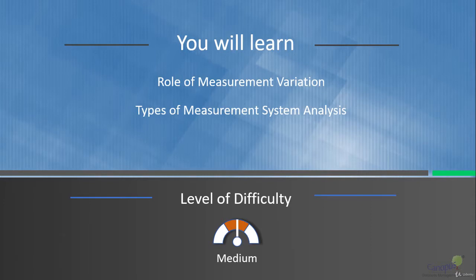In this lecture and in this lesson, we will talk about the role of measurement system variation and the different types of measurement system analysis that can be performed to validate the measurement variation.